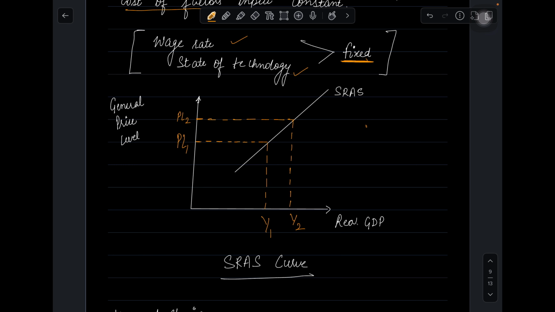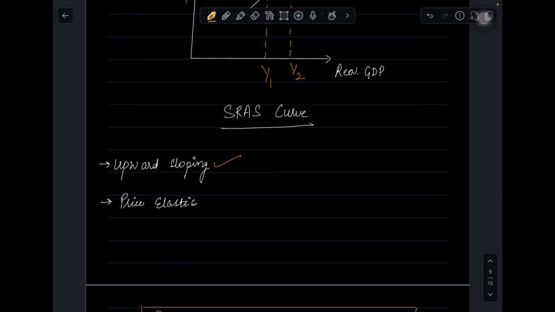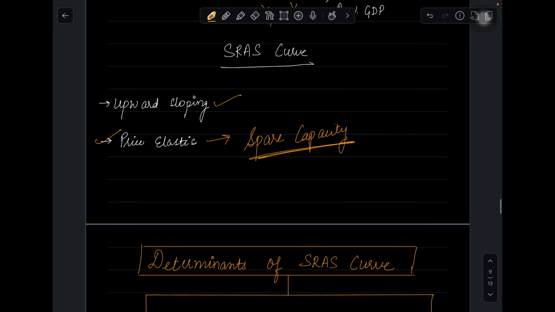Now, if we draw SRAS curve, because general price and aggregate supply have a positive relation, the aggregate supply curve is upward sloping. On x-axis we show real GDP and on y-axis general price level. Because of the positive relation between general price and aggregate supply, the SRAS curve is upward sloping. It is price elastic because of the spare capacity available. This point we are going to discuss in detail further.